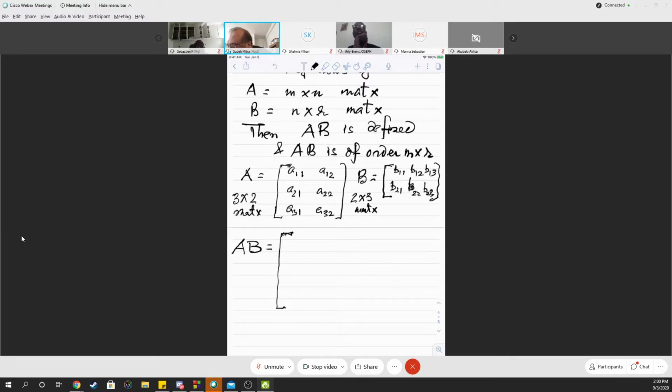First, for your B, fix your first column. This column is fixed, and you are playing with all the rows here. So here it is: A11 B11 plus A12 B21, A21 B11 plus A22 B21, A31 B11 plus A32 B21.